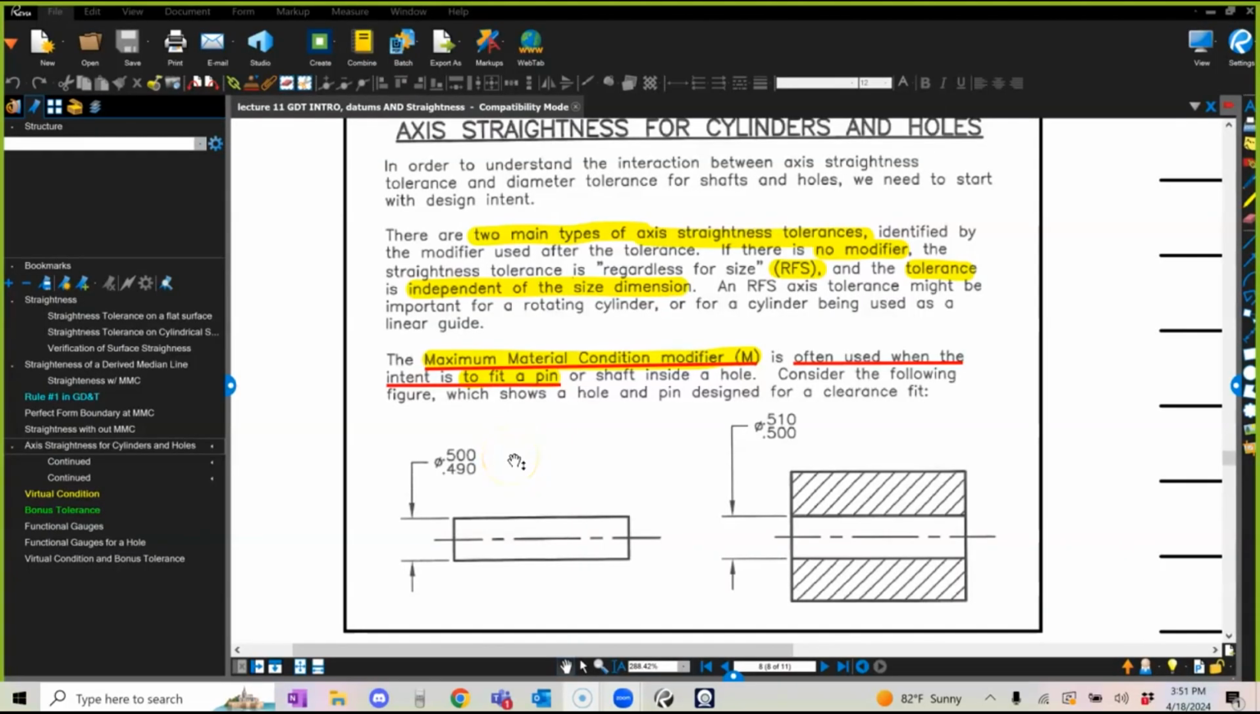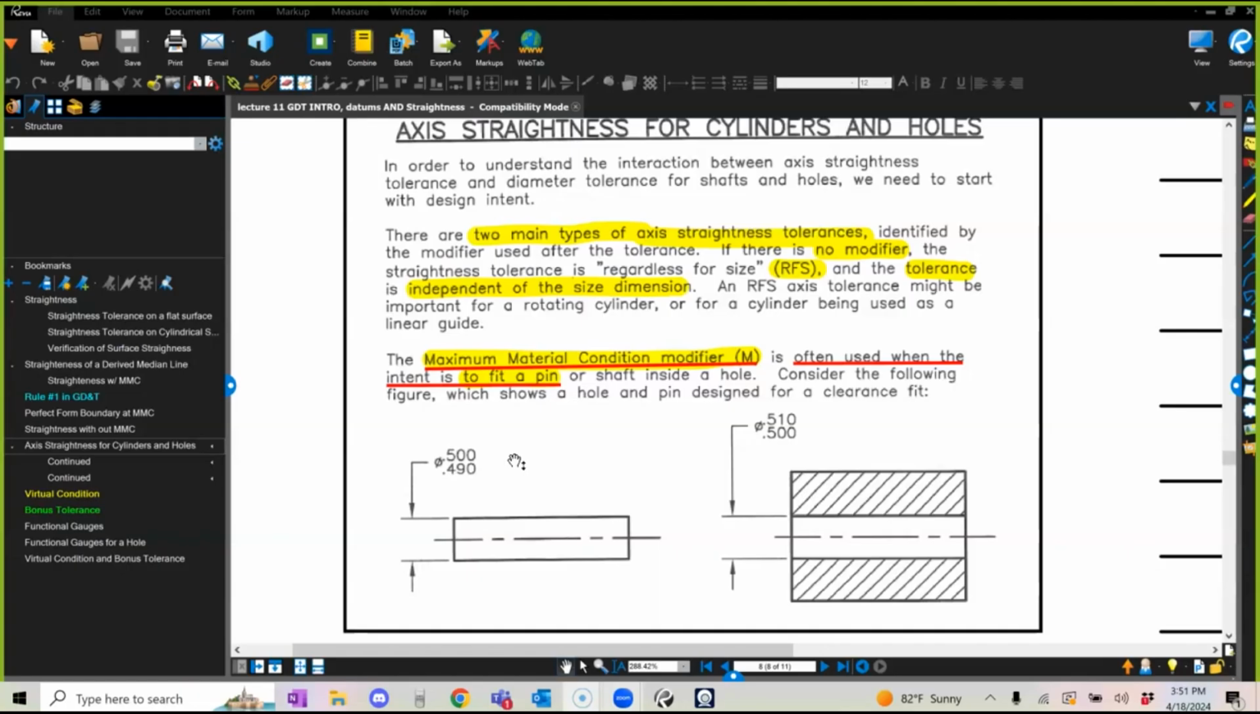You guys about rule number 1, virtual condition, bonus tolerance, and functional gauges in person. It's easier when I explain this in person than me on the computer. So I would turn off the monitor, please. I would expect you guys to pay attention, so when you have your quiz, you have to understand what I'm saying.